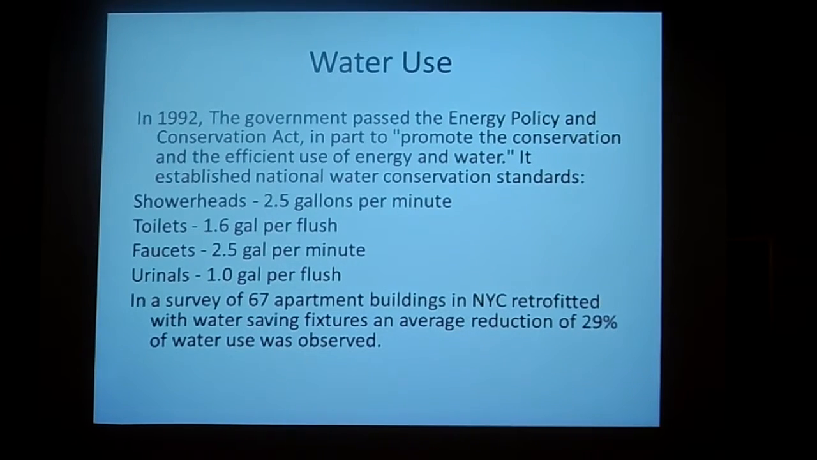It's also important to consider water use. In 1992, the government passed the Energy Policy and Conservation Act, in part to promote the conservation and the efficient use of energy and water. It established national water conservation standards. For example, shower heads cannot have a flow greater than 2.5 gallons per minute. There are also standards established for toilets, faucets, and urinals.